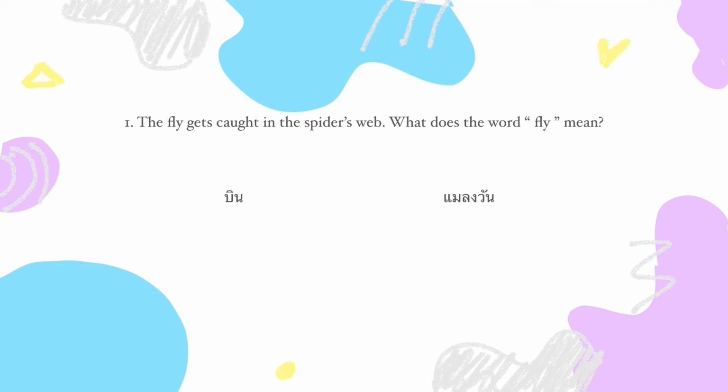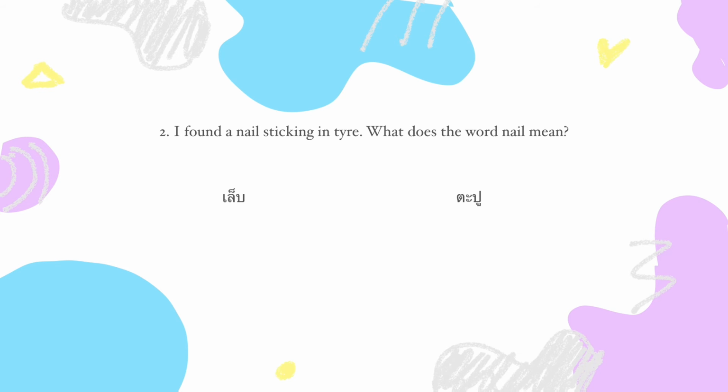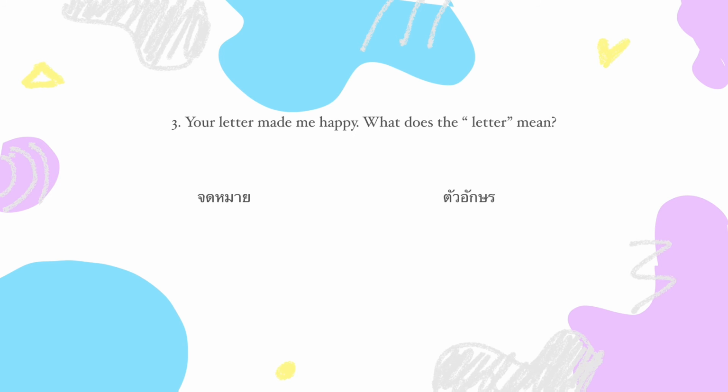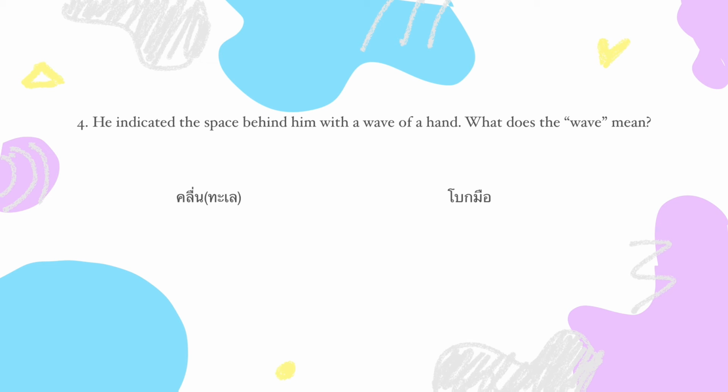The fly gets caught in the spider web. What does the word fly mean? I found a nail sticking in the tire. What does the word nail mean? Your letter made me happy. What does the word letter mean? He indicated the space behind him with a wave of a hand. What does the word wave mean?